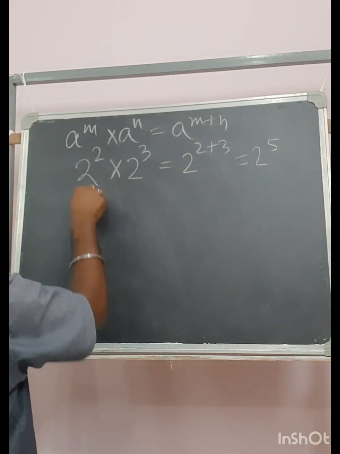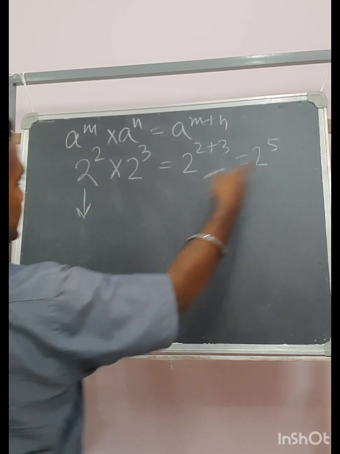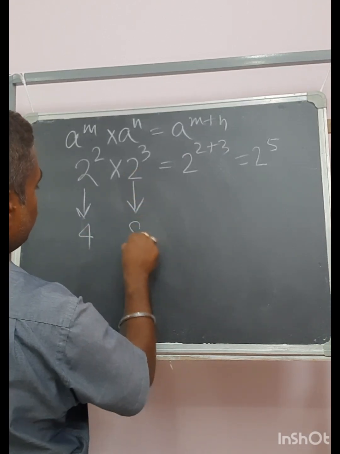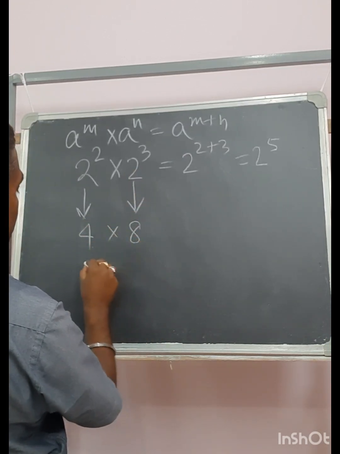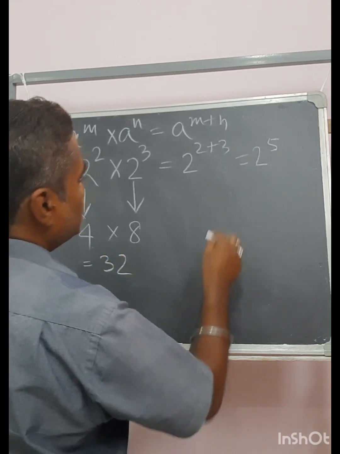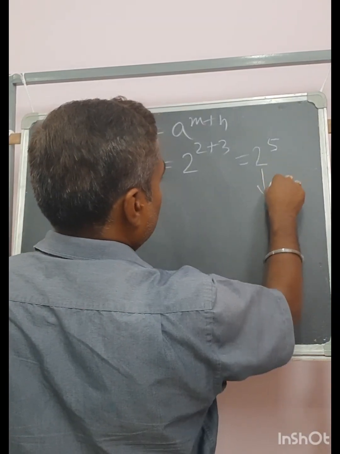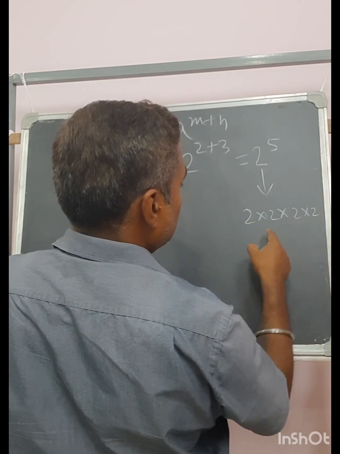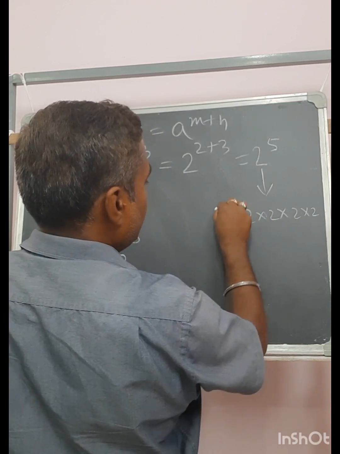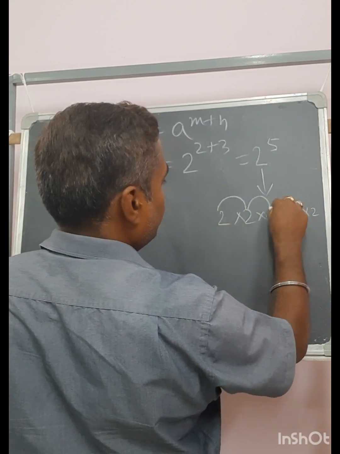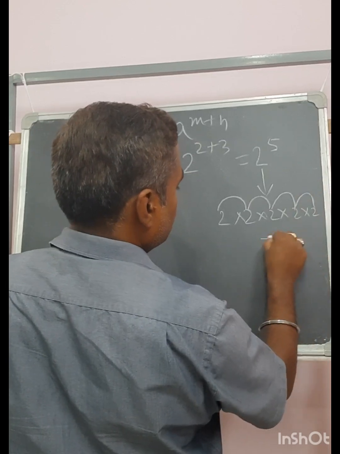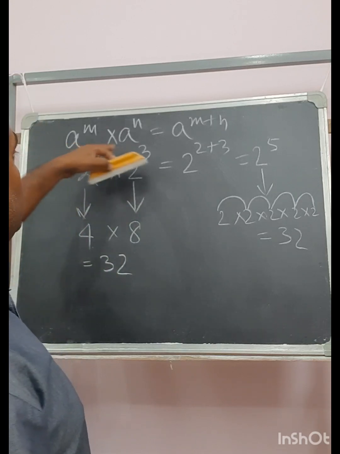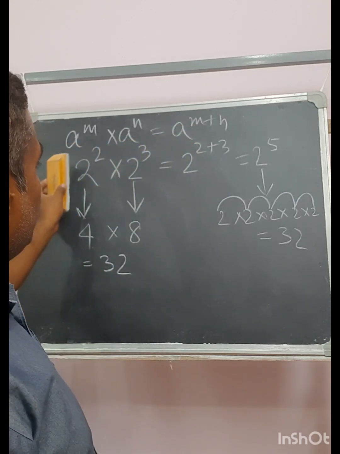So if I want to prove whether it will give you the result exactly: 2 to the power 2, I know, is 4. Here 2 to the power 3 gives 8. So all together, if I multiply, I will get 32 on the left hand side. So let's find whether I will get it here or not. 2 to the power 5 means 2 into 2 into 2 into 2 into 2. So five 2s will come here. If I multiply, 2 times 2 is 4, 4 times 2 is 8, 8 times 2 is 16, 16 times 2 is 32. So on the right hand side also I am getting the result 32. That means this rule holds good for this case.